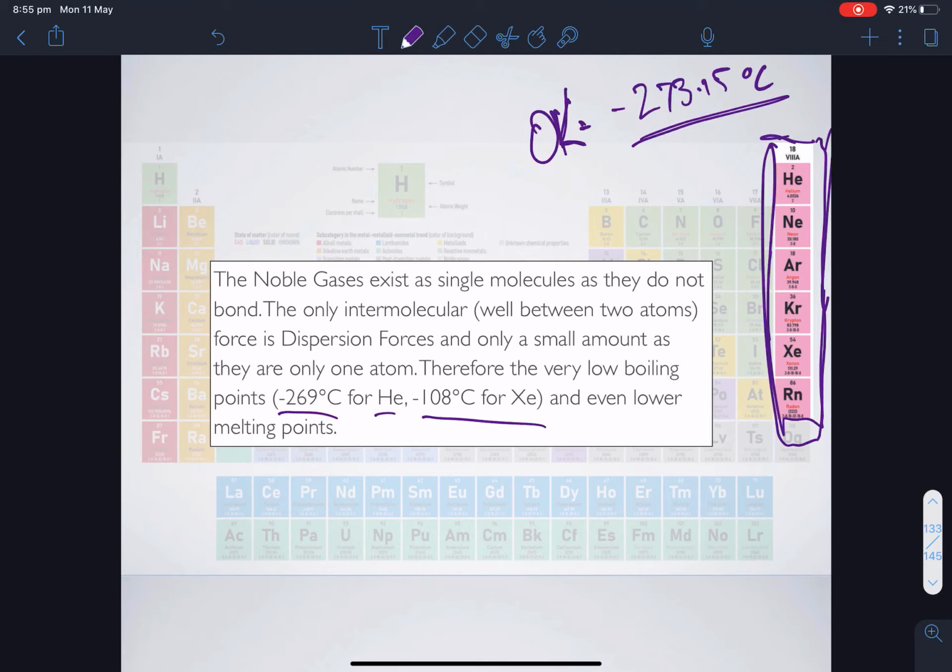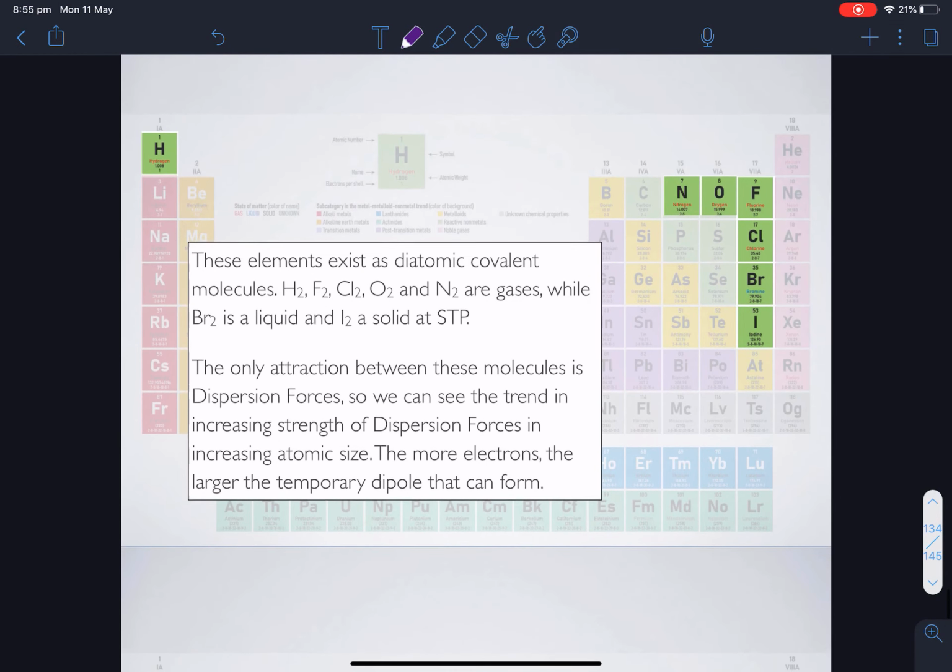The fact that helium is negative 269 instead of negative 273, let's call it 4 degrees Kelvin, is accountable. That's the small dispersion forces holding them together and forcing it to go up. So 4 degrees, a very, very tiny attractive force there. All right, let's move on.